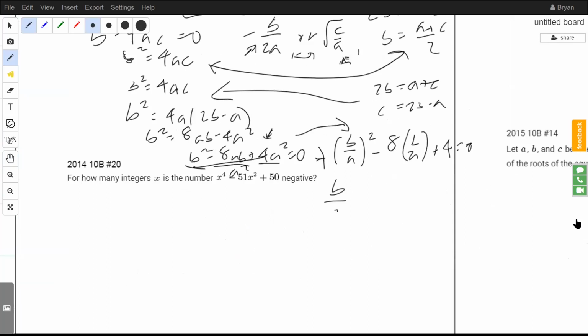And we can simply use the quadratic formula on b over a, because that's 8 plus or minus the square root of 64 minus 16, all over 2, and say this is 4 plus or minus 2 root 3, I believe. Yeah.